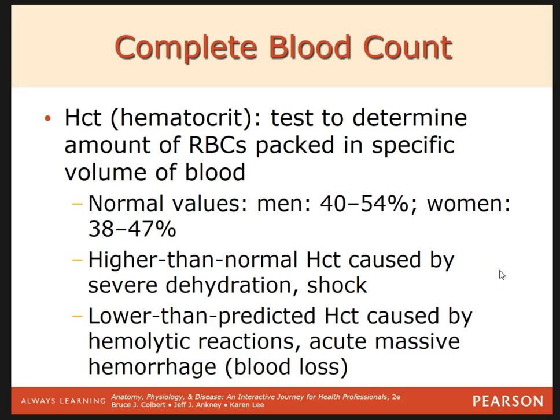Hematocrit test is to determine the amount of red blood cells that are packed in a specific volume of blood. So the normal values for men of a hematocrit are 40 to 54%, and for women are 38 to 47%. So women usually have a lower percentage of red blood cells on their hematocrit. Higher than normal hematocrit is caused by severe dehydration or shock, and a lower than predicted hematocrit can be caused by a hemolytic reaction or acute massive hemorrhaging, such as blood loss.